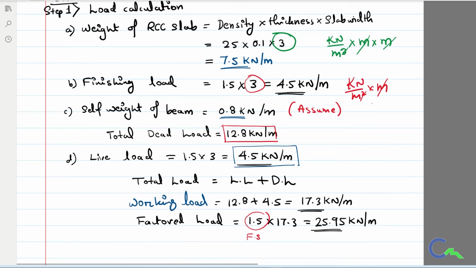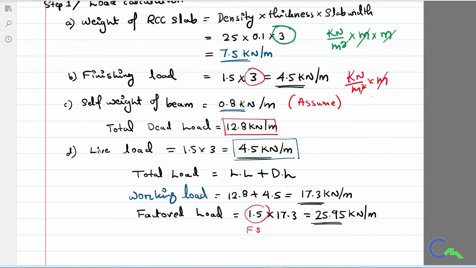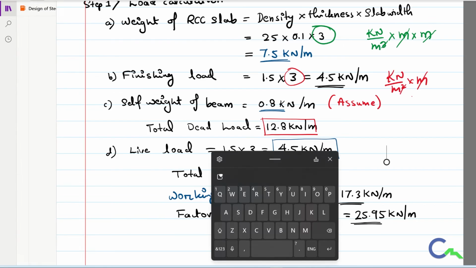Next we have to take the live load. Again they given in the question the live load is 1.5 kilonewton per meter square. So I will multiply with 3 meter, that is the span which is going to rest on the beam. Therefore again 4.5 kilonewton per meter is the live load. So the total load, live load plus dead load, is 17.3 kilonewton per meter. Therefore for the factored load we have to multiply with 1.5, so that is 25.95 kilonewton per meter.